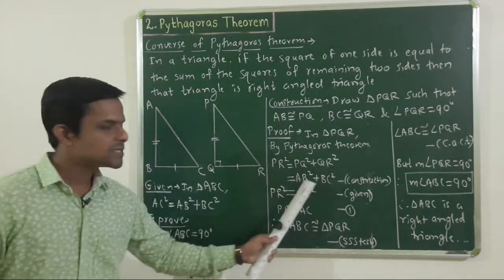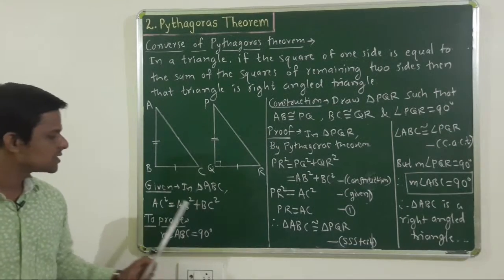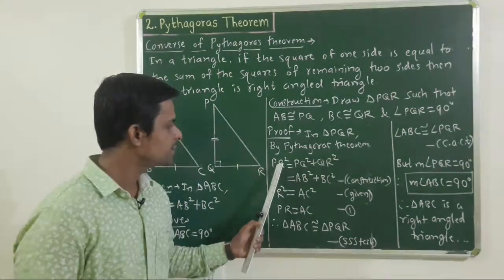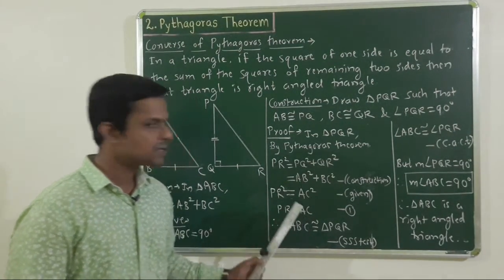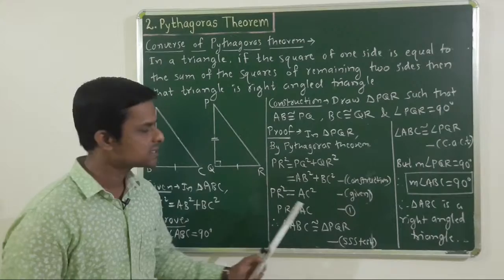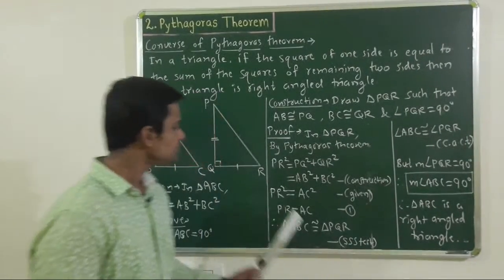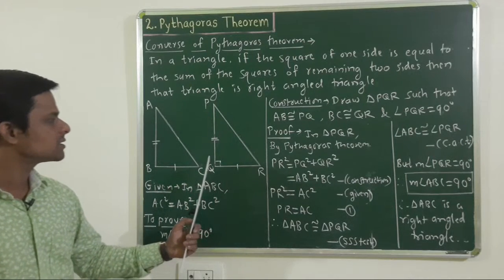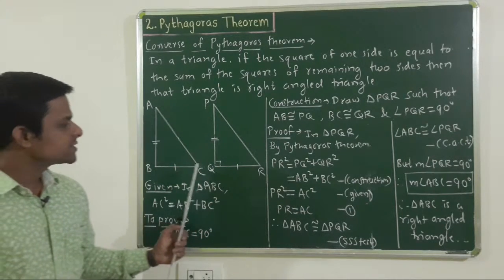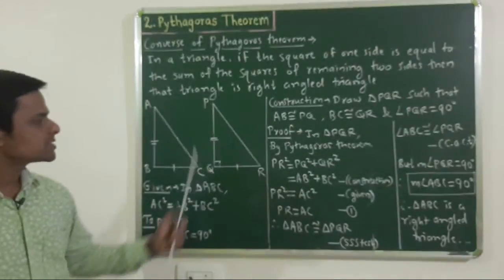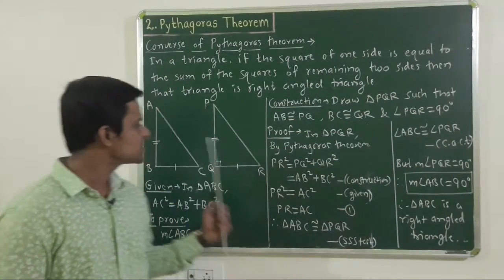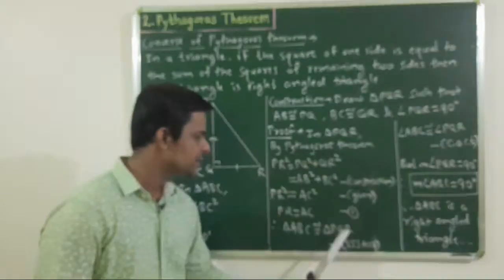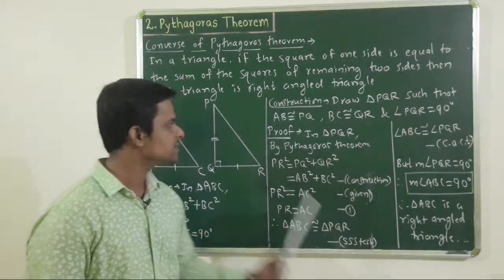But AB square plus BC square is equal to AC square. Therefore, replacing AB square plus BC square by AC square, we will get PR square is equal to AC square. Taking square roots on both sides, we will get PR is equal to AC, statement number 1. Now, in triangle ABC and triangle PQR, AB is congruent to PQ by construction, BC is congruent to QR by construction, and AC is congruent to PR from 1. Hence, triangle ABC is congruent to triangle PQR by SSS test.